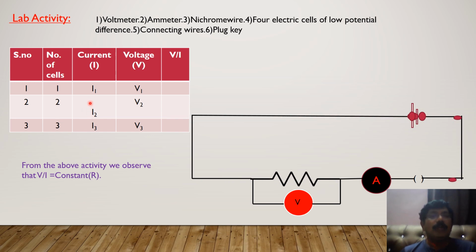I observed that as the potential difference increases, the current flowing in the circuit also increases. So we can say that V by I, the ratio between the potential difference and the current of the conductor, is always constant. This constant is known as the resistance of the conductor. This is the resistance of the nichrome wire. From all these observations, we observe that V by I is always constant.